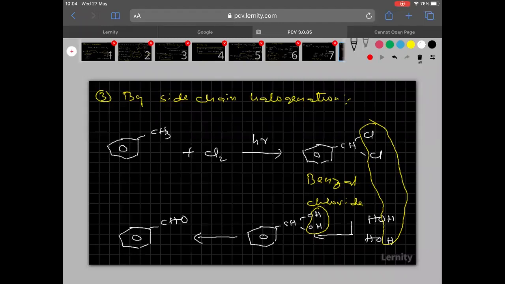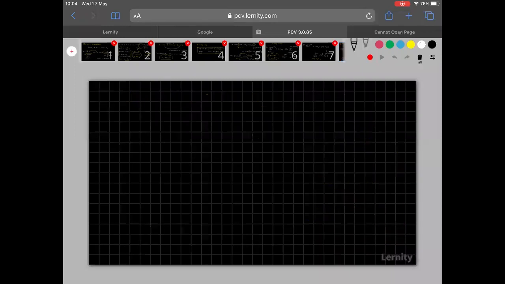Hope it is clear, everyone. So in this way, three methods are there from toluene. One is Etard's reaction. Second one by using CrO3, chromium trioxide. Third one, side chain halogenation. Hope you are able to understand this one. Followed, everyone? Right. Let us go for the next preparation method.